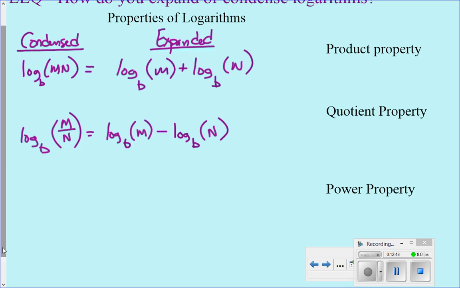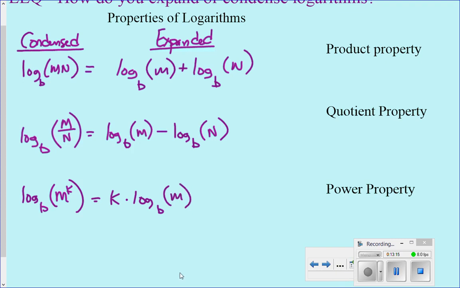For the power, it's a little bit harder because both the condensed and expanded forms have just a single logarithm. So the condensed form is the one that involves the power. So the log base b of m to the k power is the condensed form. And that's equal to the expanded form, bringing that k down front, times the log base b of m. That is our power property. And then again, that's the expanded form on the right. Okay, so those are our three properties.